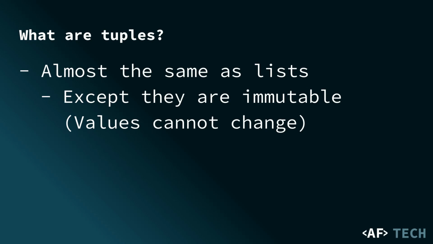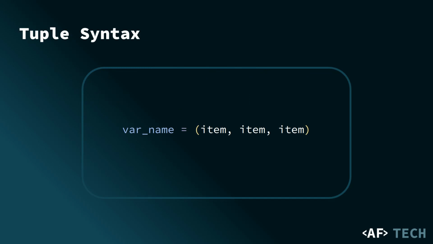This means that once you create a tuple, you cannot change its elements, add new items, or remove existing ones. Besides that, tuples and lists are almost the same. Tuples are represented using parentheses instead of square brackets, and elements are separated by commas, just like in lists. Let's create a couple of examples to get a better sense of their syntax.